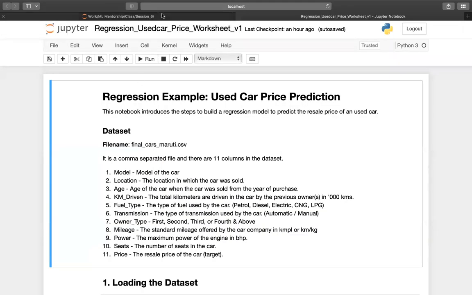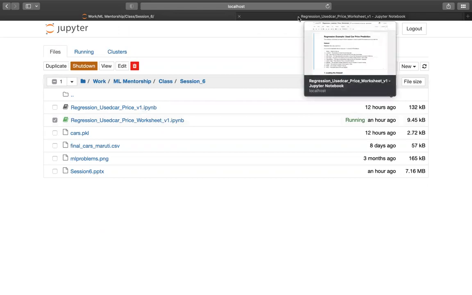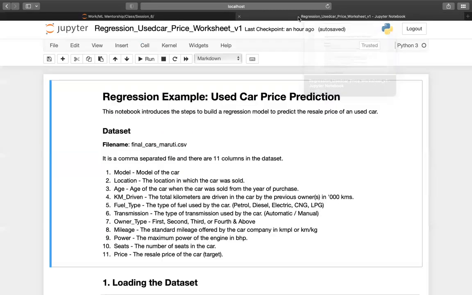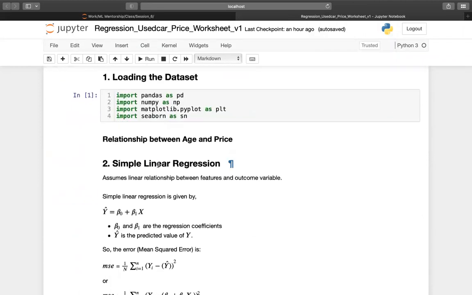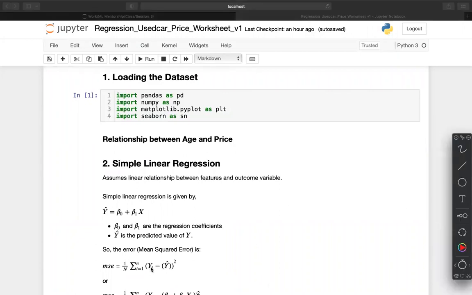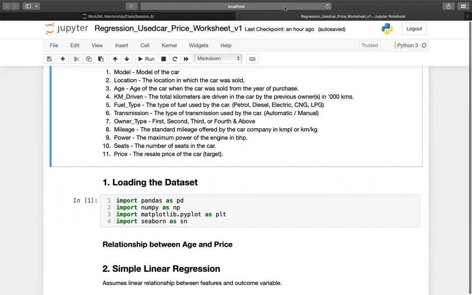So if you can load that, regression used car price worksheet v1 ipynb. Let's go over this example now. Like last time, we will also look at live coding. I'll give a minute here for you to load the notebooks. Once you're done, you can just say done or yes on the chat window.